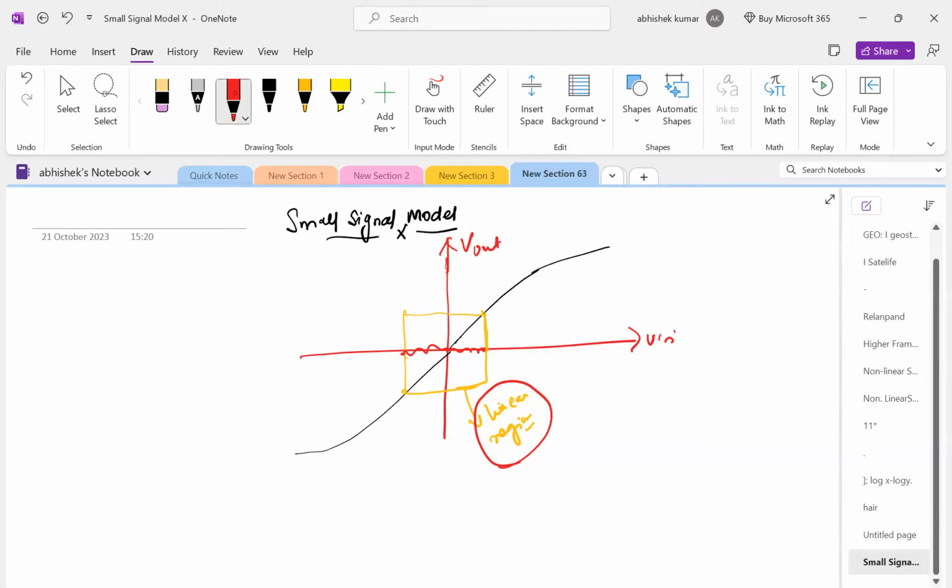For a large signal model, it should be a non-linear model. For studying a large signal model, we have to use a non-linear model. Okay, got it? Any doubt?